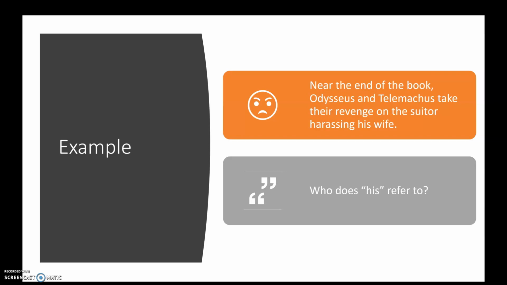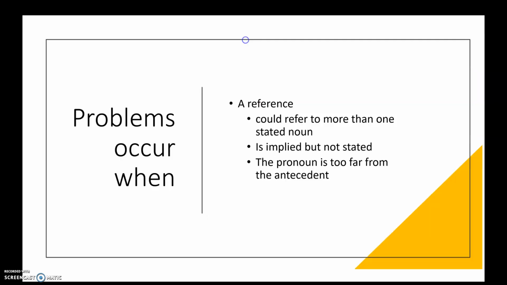I believe the suitor is Odysseus. It's been a while since I read the Odyssey, but to fix it, we might say, near the end of the book, Odysseus and Telemachus take their revenge on the suitor harassing Odysseus's wife. Or we could use Odysseus's wife's name. I think it was Penelope. Near the end of the book, Odysseus and Telemachus take their revenge on the suitor harassing Penelope.